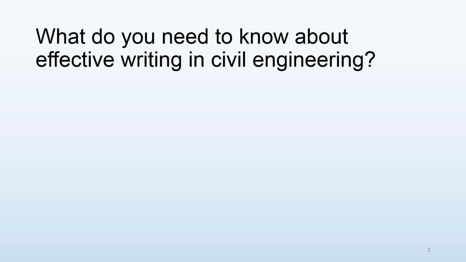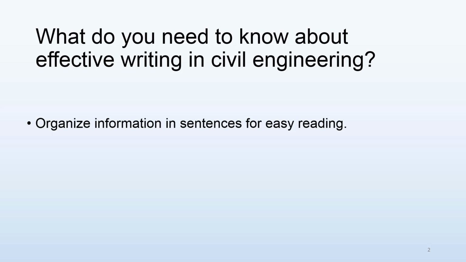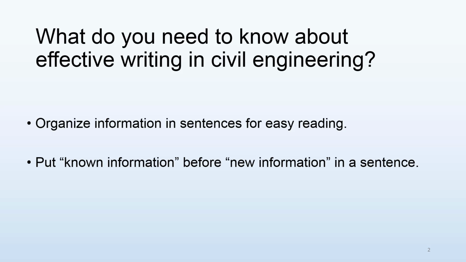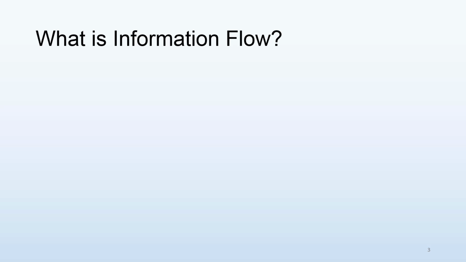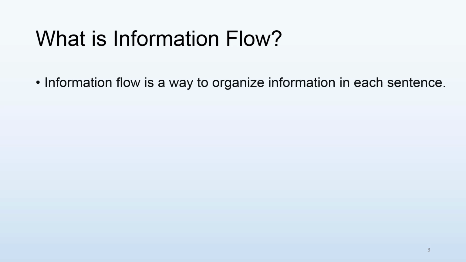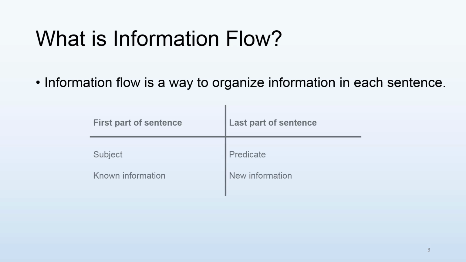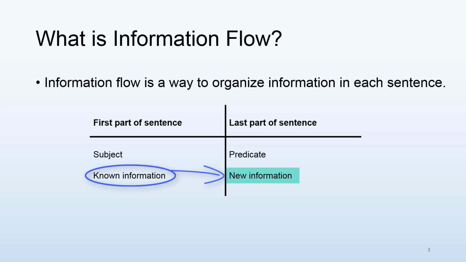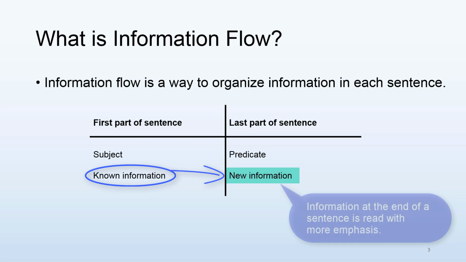Effective writing makes it easy for readers to understand the writer's intended meaning. This unit teaches you how to organize information for easy reading by placing known information before new information in a sentence. You might wonder what's known and what's new. Readers process information by moving from known or already established information to new information. Putting new information at the end of the sentence naturally gives it emphasis because readers expect new, interesting information there.